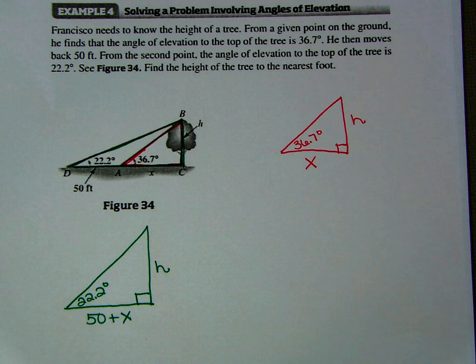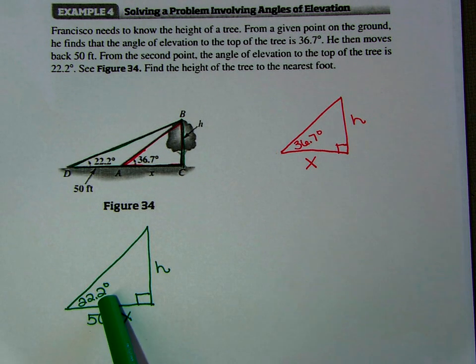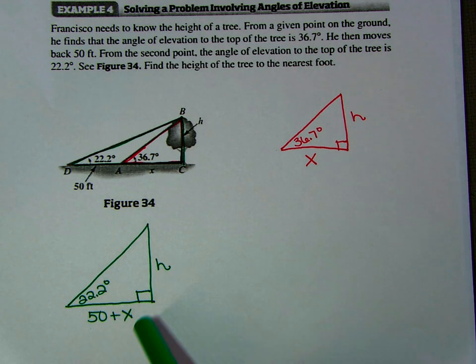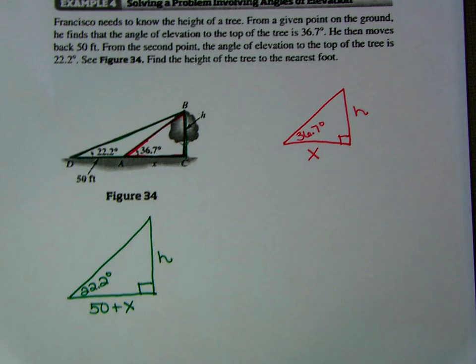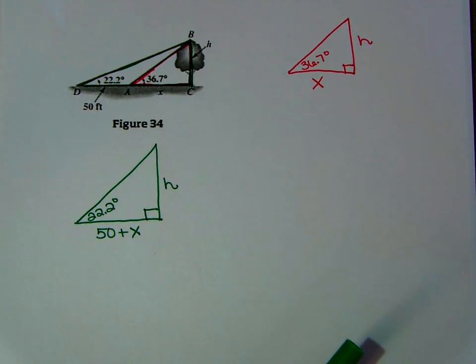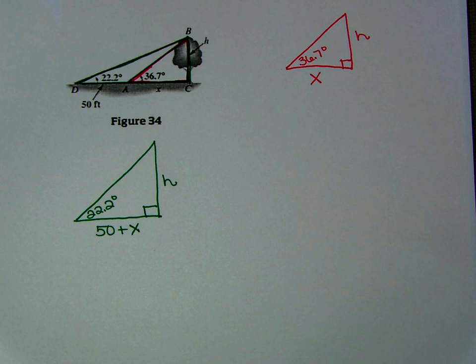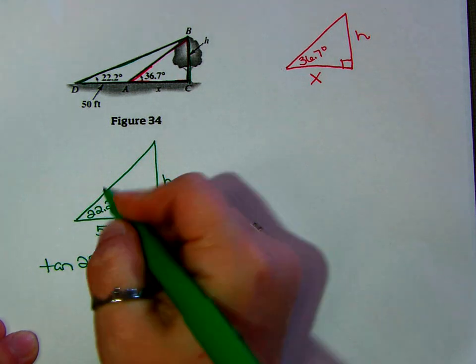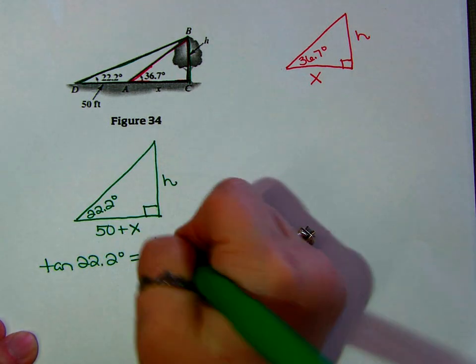Since I'm trying to figure out what H is, I'm going to use both these triangles to get me some kind of an equation set equal to H. And here's what I mean by that. If I look at the information on this green triangle, I have an angle, I have the side that's opposite that angle, and I have the side that is adjacent to that angle. So which of my trig functions should I use if I have the opposite and the adjacent side? Yeah, I can use tangent. If I do tangent of 22.2 degrees, that's going to be the opposite, which is H, over the adjacent, which is 50 plus X.